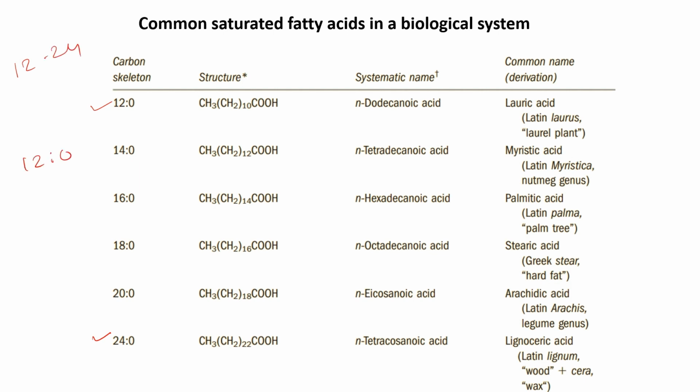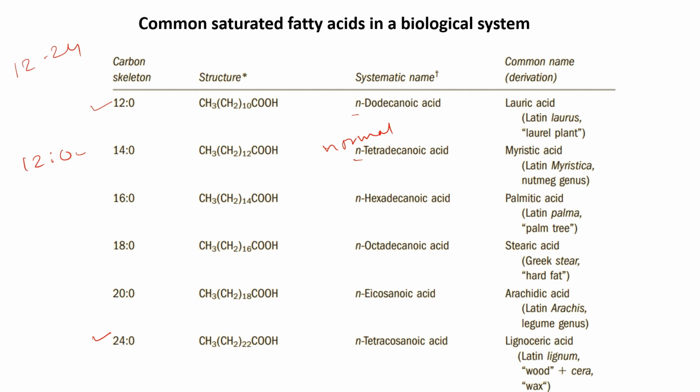Now how it is written? 12:0. That means no double bond. So 0 means no double bond. That means this is a saturated fatty acid. Now in the systemic name, you can see n. n means normal. Normal means no branching. These are not branched. These fatty acids are unbranched fatty acids.